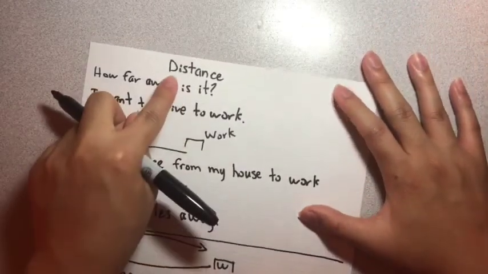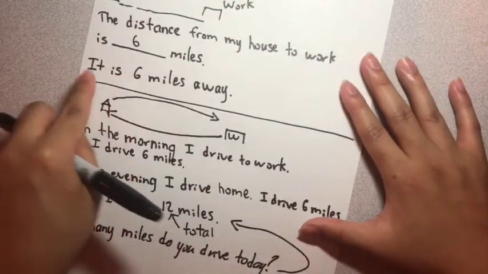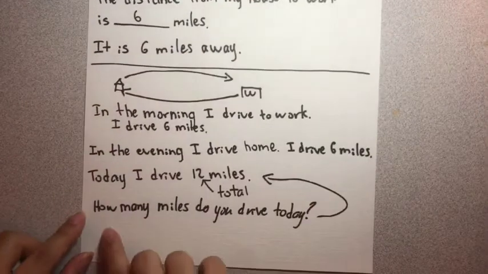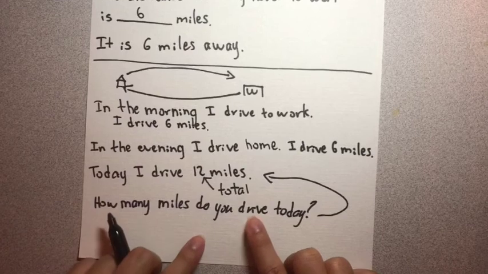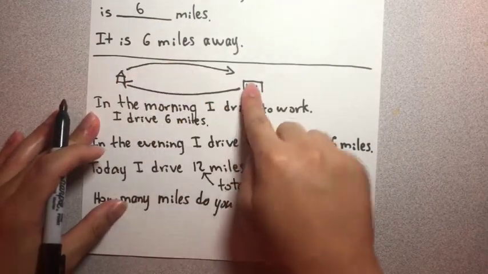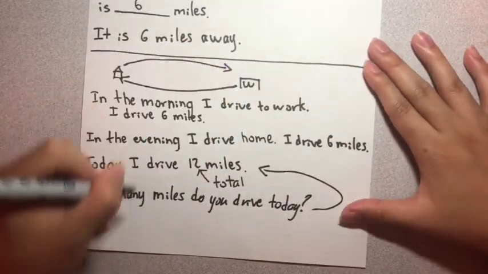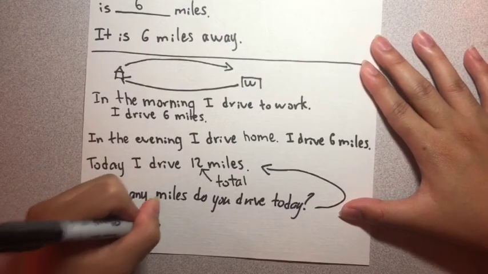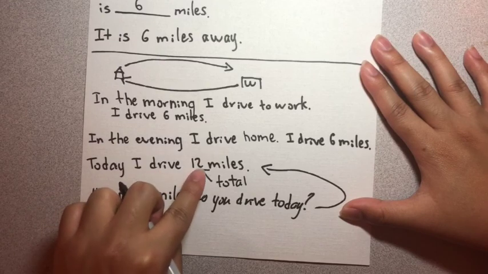When we're talking about distance, we say, how far away is it? And the answer is, it is blank miles away. Here we want to know, how many miles do you drive? It's the number of miles that I'm moving. So in the morning, I go to work. That's 6. In the evening, I go home. That's 6 more. 6 plus 6 equals 12. So today I drive for a total of 12 miles.